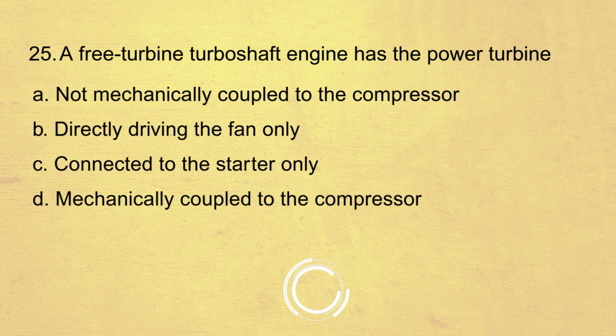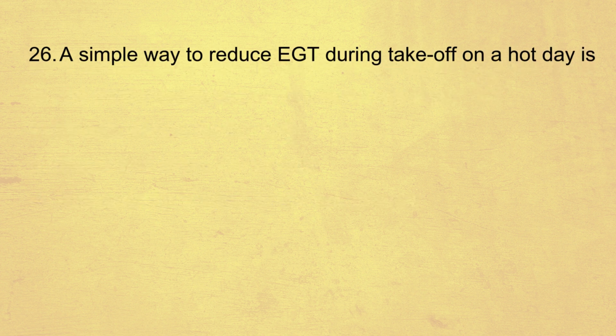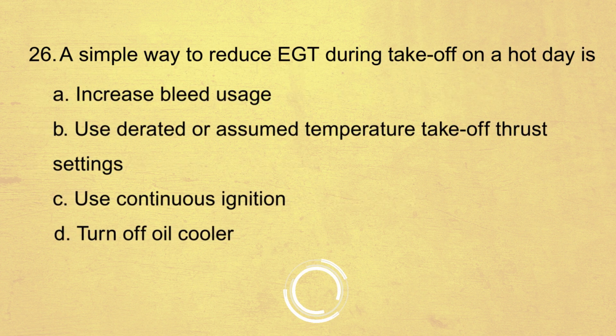A free turbine turboshaft engine has the power turbine not mechanically coupled to the compressor. A simple way to reduce EGT during takeoff on a hot day is to use the rated or assumed temperature takeoff thrust settings.